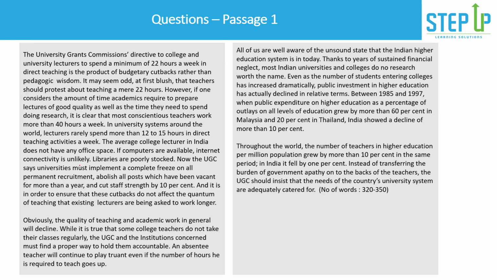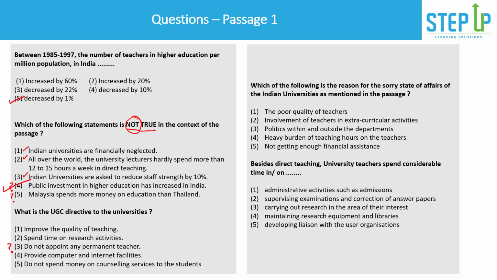Now if you see here where it was mentioned, the UGC says universities must implement a complete freeze on the permanent recruitment, abolish all posts which have been vacant for more than a year, and cut staff strength by 10%, etc. So this is where it's mentioned. You should have this mental map of the message which tells you that this is where the information is written. So you can cross check here. Do not appoint any permanent teachers, right? UGC directive is this. Correct. Okay. Now move to the next question.